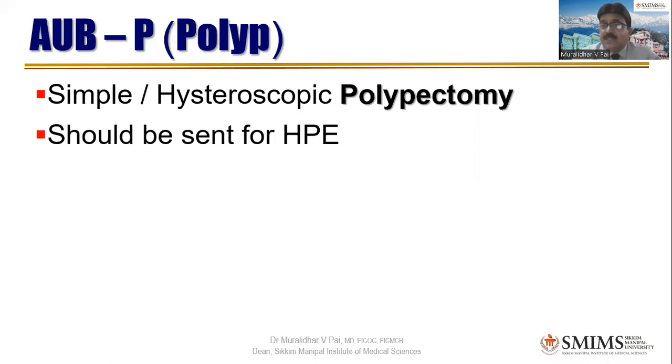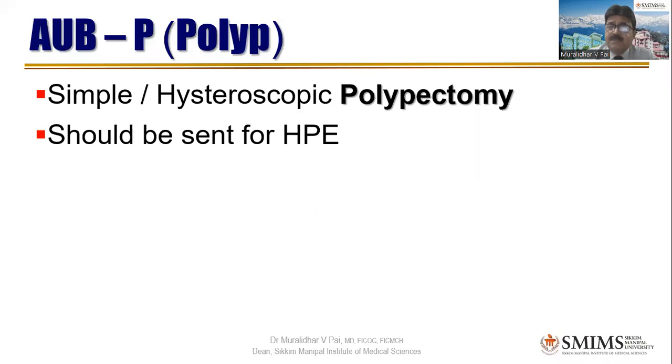It should be sent for histopathology. Nothing that you remove should be thrown into the dustbin. It should be sent for histopathology because anything can be having a problem, especially sometimes on the polyp, you may realize there is an endometrial carcinoma. So you cannot throw this out. Sometimes there can be polypoidal endometrium along with the polyp.